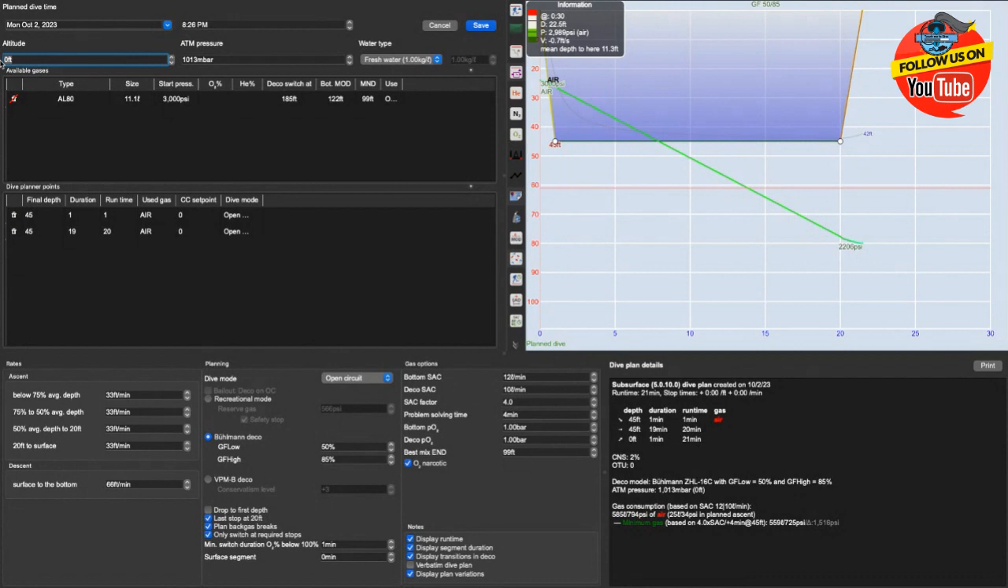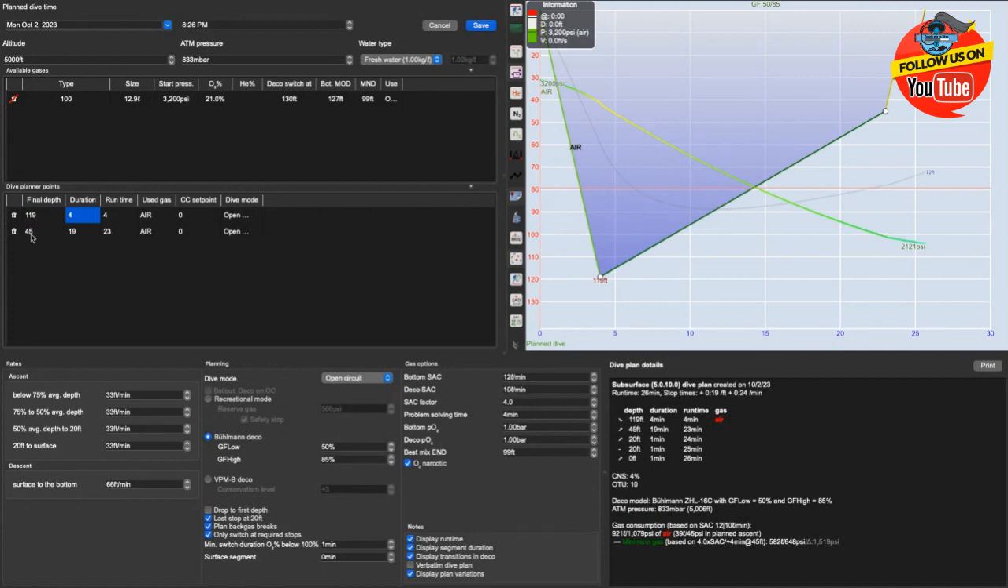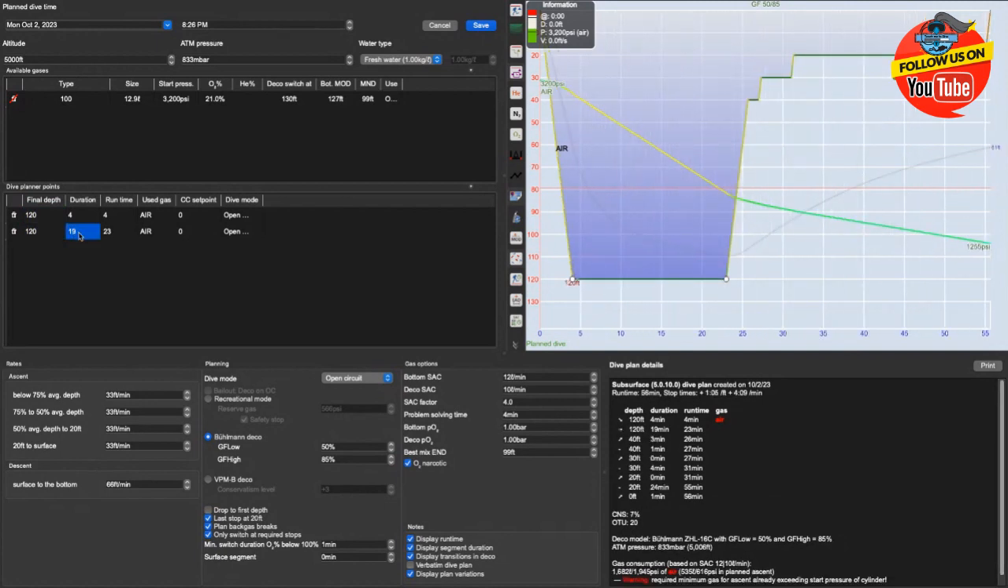So the nice thing is we can say, okay, we're diving at 5,000 foot elevation. It's going to be 8.833 millibar overall. So if I were doing this dive plan, I would plan out a 100 cubic foot tank, which is 12.9 liters, starting pressure 3,200 PSI of 21% oxygen overall. Okay, and our first dive, we'll just say, is going to be 120 feet. It's going to take us 4 minutes to get there. And we're going to remain at 120 feet for 30 minutes.